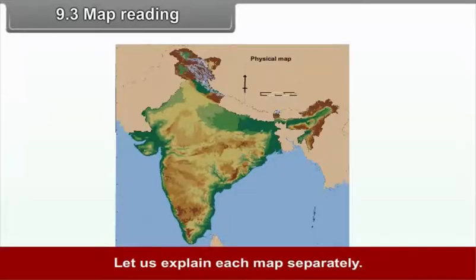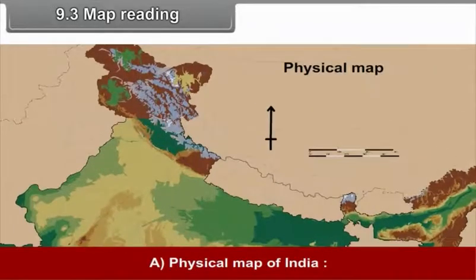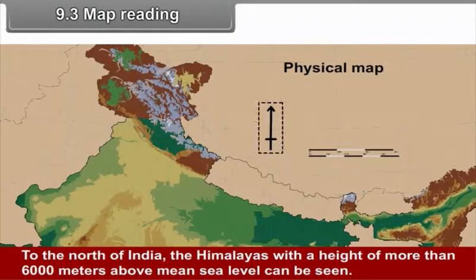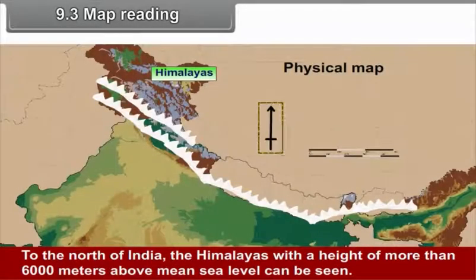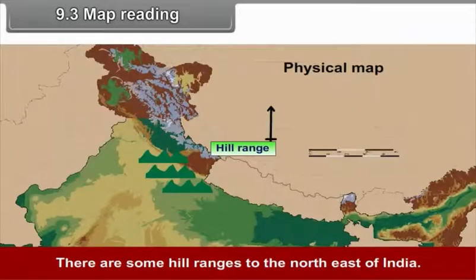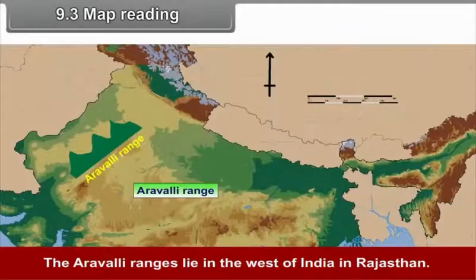9.3 Map Reading. Let us explain each map separately. A. Physical map of India. To the north of India, the Himalayas, with a height of more than 6000 meters above mean sea level, can be seen. There are some hill ranges to the northeast of India. The Aravalli range lies in the west of India in Rajasthan.